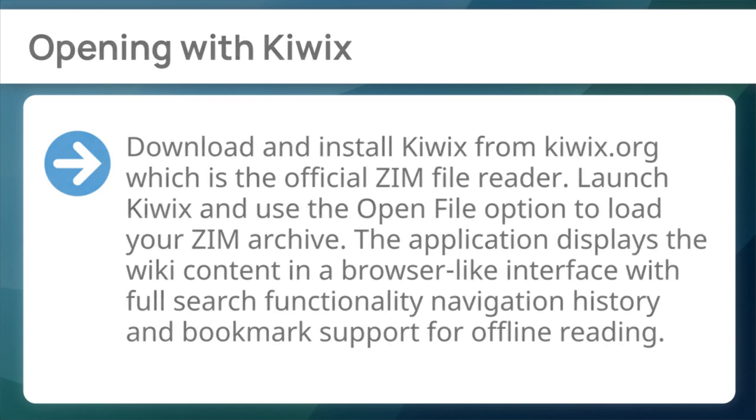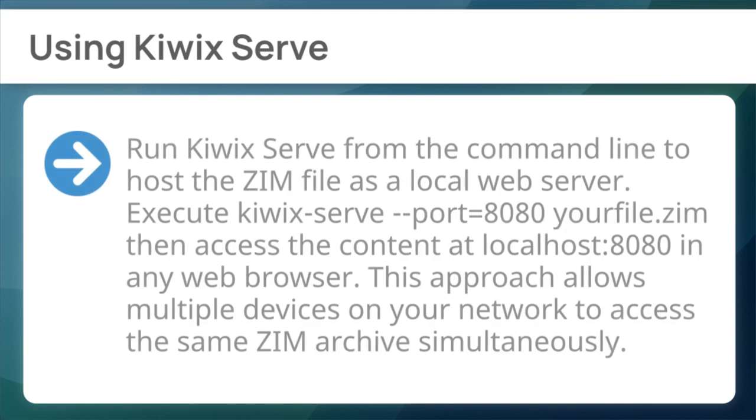Next, using Kiwix serve. Run Kiwix serve from the command line to host the ZIM file as a local web server. Execute kiwix-serve, port 8080, your file.zim, then access the content at localhost:8080 in any web browser. This approach allows multiple devices on your network to access the same ZIM archive simultaneously.